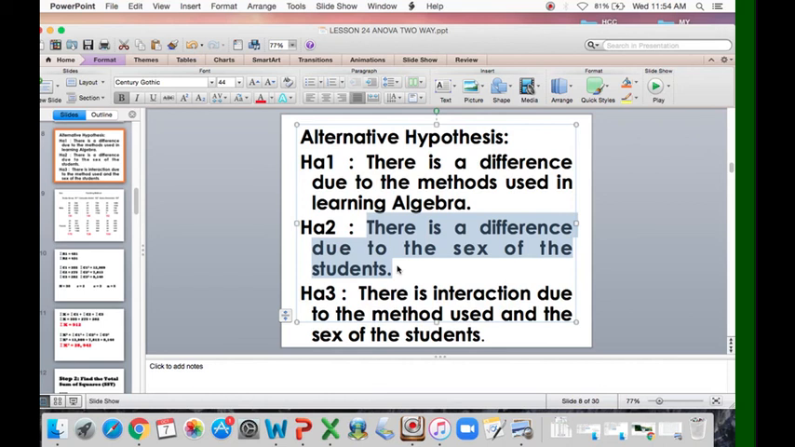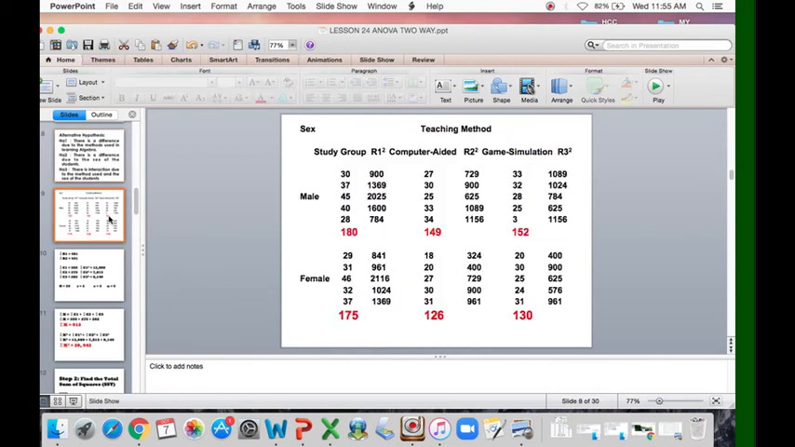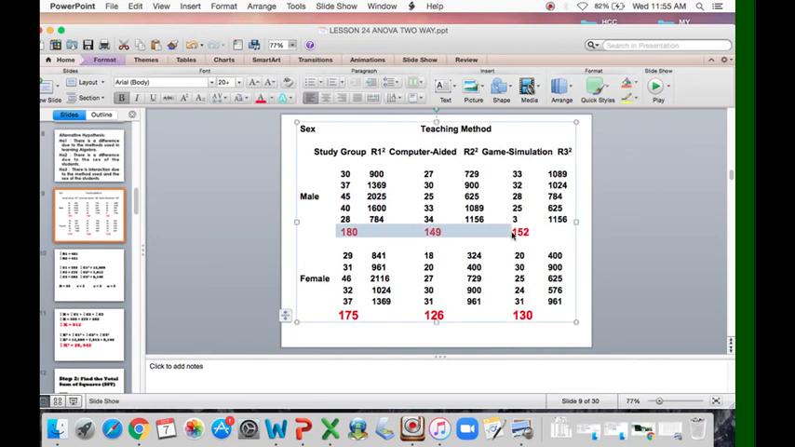Meaning to say, there might be a possibility that boys excel more than girls, or girls excel on the different methods more than the boys. But obviously here I can see that males perform well because, as you can see, there are more higher scores than females.